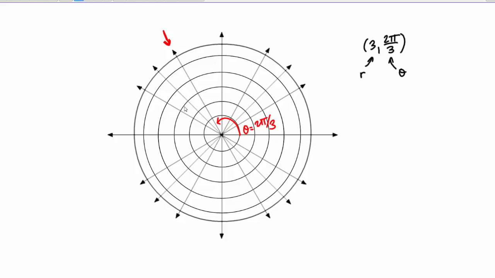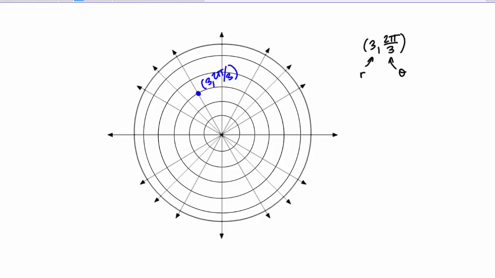So we know we're going to be at that angle, and then this r tells us that we should be 3 units away from the pole radially. So it looks like then, on my picture here, I should be right here. And this would be the point 3, 2 pi over 3.